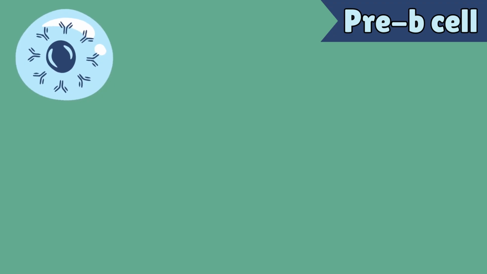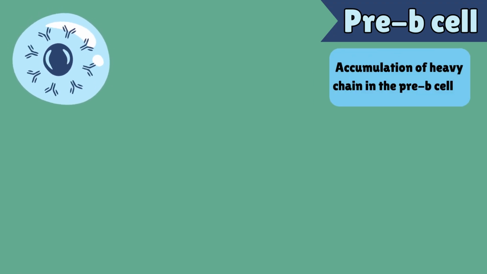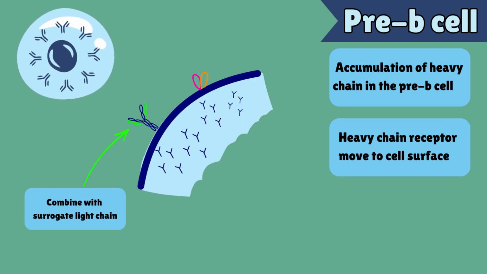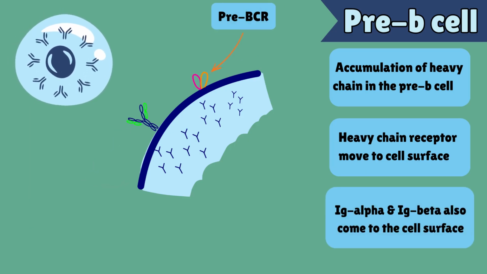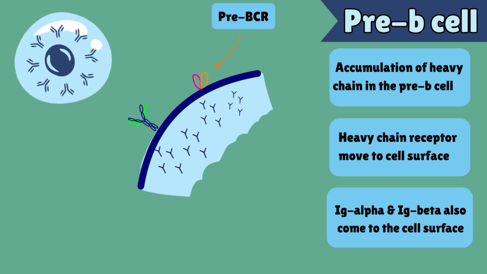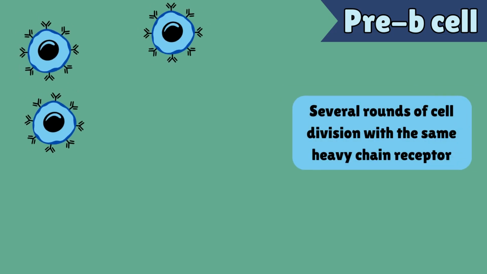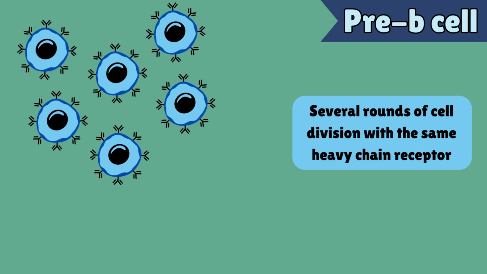In the pre-B cell phase, the B cell is going to have an accumulation of the heavy chain receptor. The heavy chain receptor will then move to the surface of the B cell and combine with the surrogate light chain. The pre-BCR will also appear on the B cell surface. It consists of Ig alpha and Ig beta. Several rounds of cell division of the same heavy chain receptor will also occur during the pre-B cell stage.